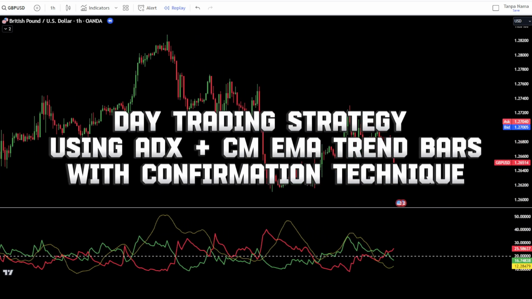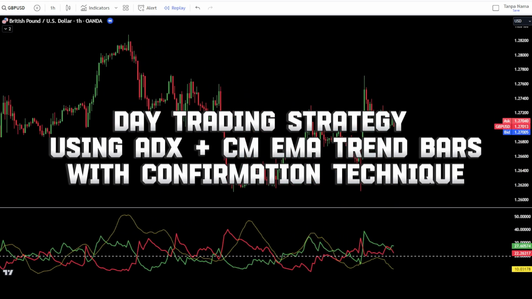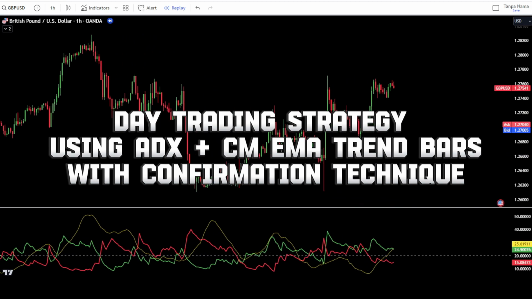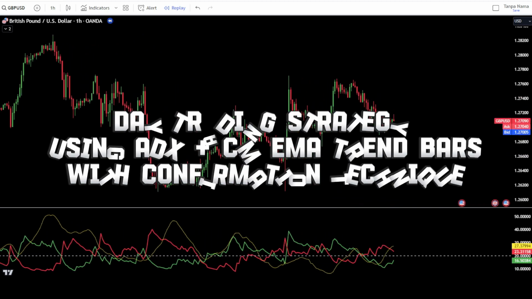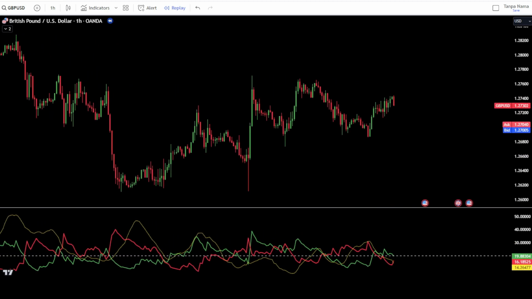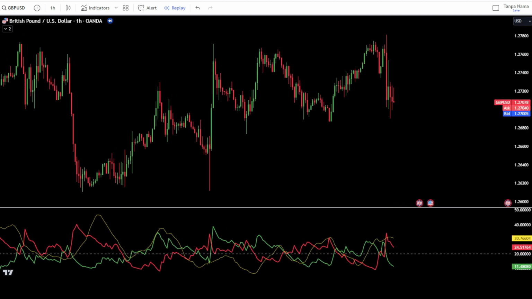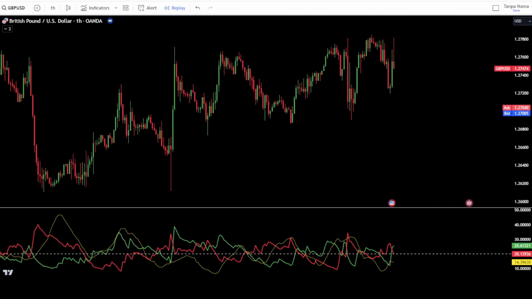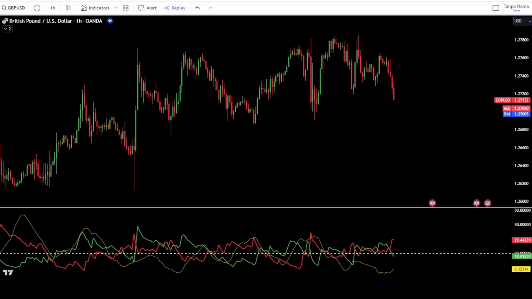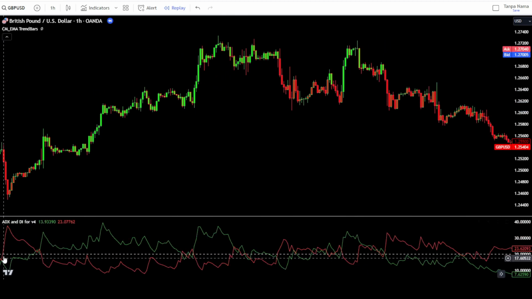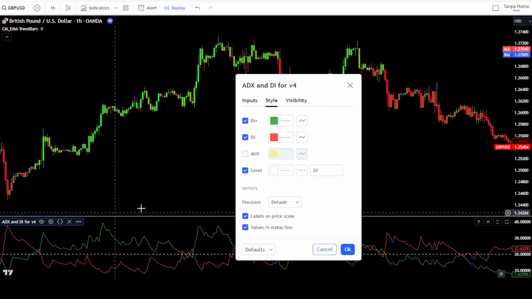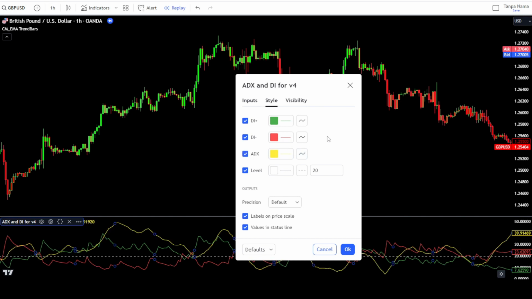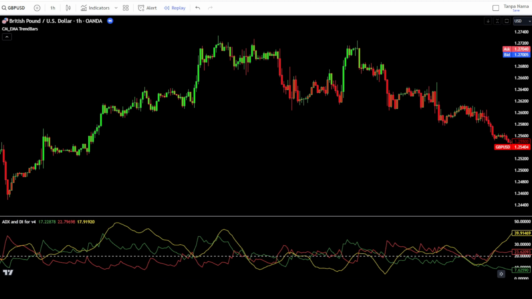Day trading strategy using ADX, Average Directional Index, and CM EMA Trend Bars with a confirmation technique. In this third method, I will illustrate how a trading strategy using ADX and CM EMA Trend Bars can be combined with a confirmation technique. Let's go back to the ADX indicator settings. On the Style tab, re-enable the checkmark for ADX, then click OK. We will use the ADX indicator again as a filter for the signals that appear.